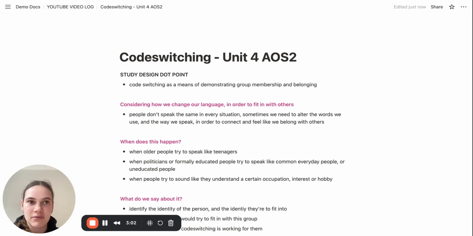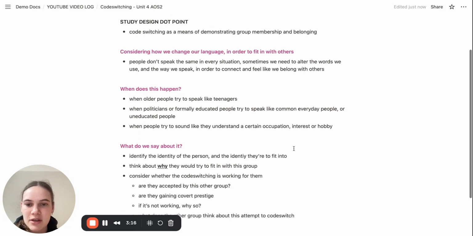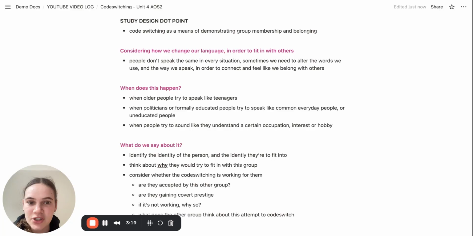That can come down to changing the actual words we use, so lexical features, and also phonetically and across all of the different subsystems. We're code switching based on the environment we're in. Some of the areas we look at in this area of study would be code switching in regards to age-related language, and then SES, so socioeconomic status and occupation, education, interests and hobbies. All of those different parts of your identity can come through in the way that you speak, and you might code switch depending on who you're with in terms of those areas.